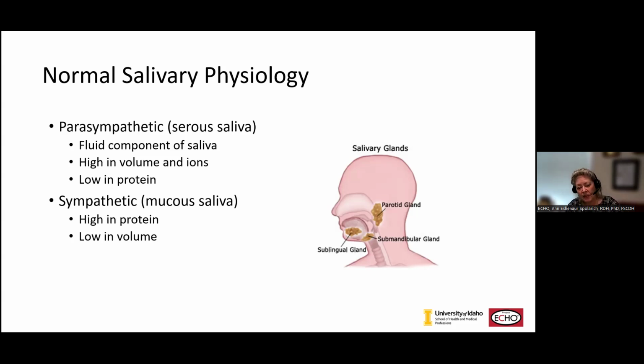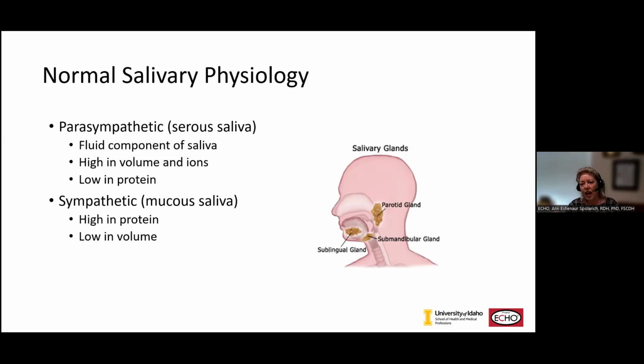Versus when we look at the sympathetic nervous system, this is what primarily controls the mucinous saliva that's secreted from your submandibular and sublingual glands. It's very high in protein but lower in volume. So this is the portion of the saliva that has that sort of viscosity when we think about saliva. And so when people take medications that mimic the sympathetic nervous system, they tend to have more of a stickier type of saliva. And so you'll have patients who will complain of having stringy or ropey saliva.